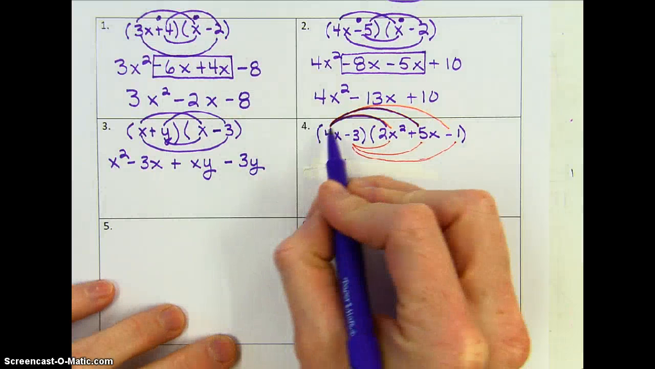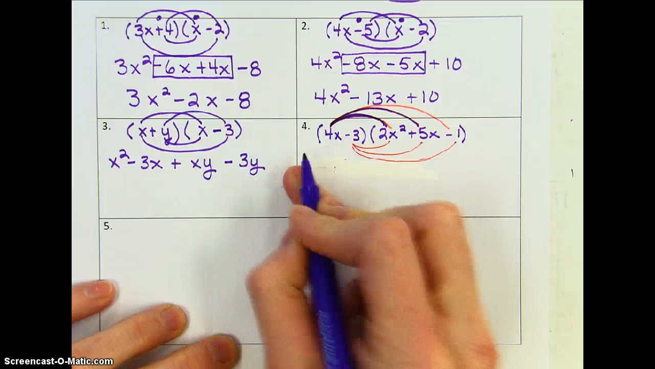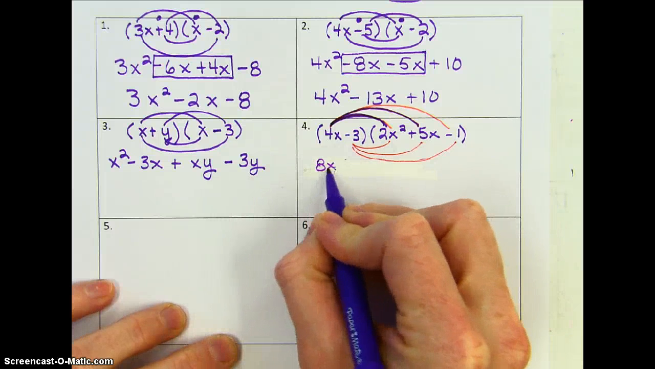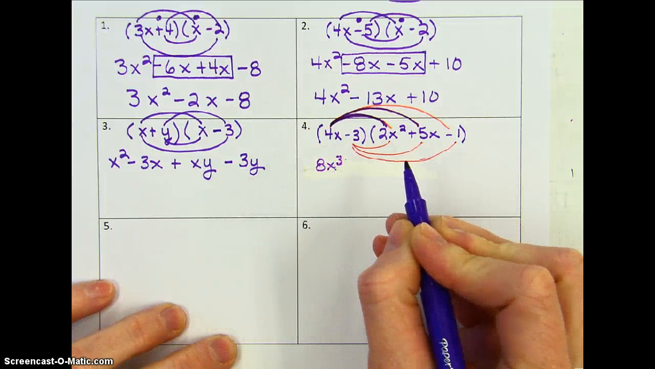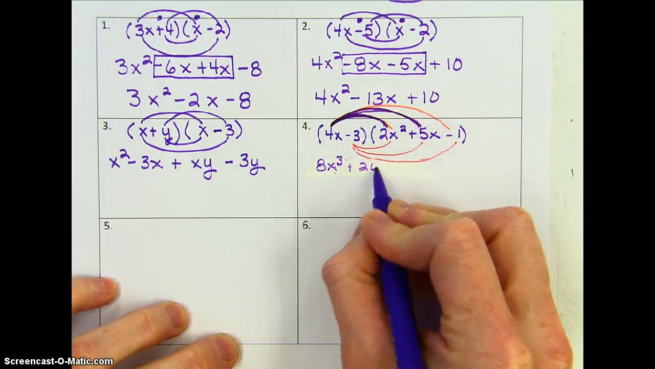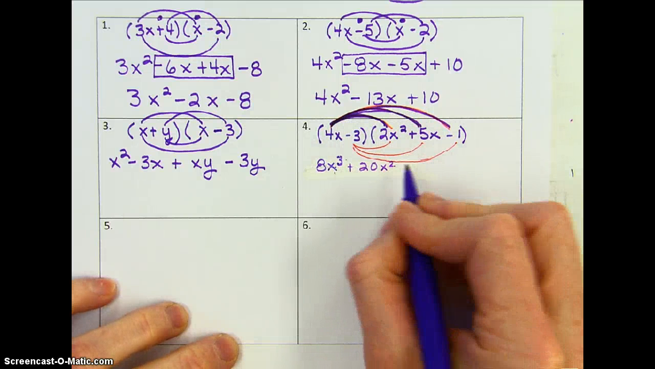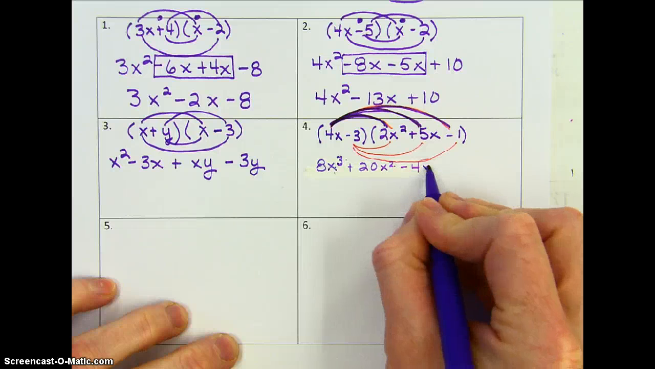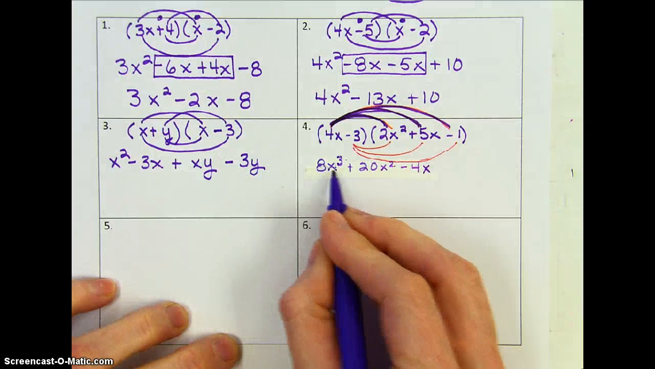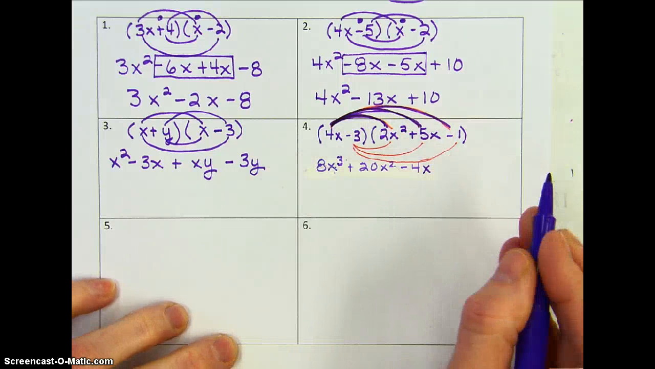Okay, so let's go ahead and distribute the 4 to the 2x squared, the 4x. So that's going to give us 8x cubed. Then we're going to do 4x to 5x. That will give us 20x squared. Then 4 to the negative 1 will give me negative 4x. Now notice I have three terms because I distributed 3 times.